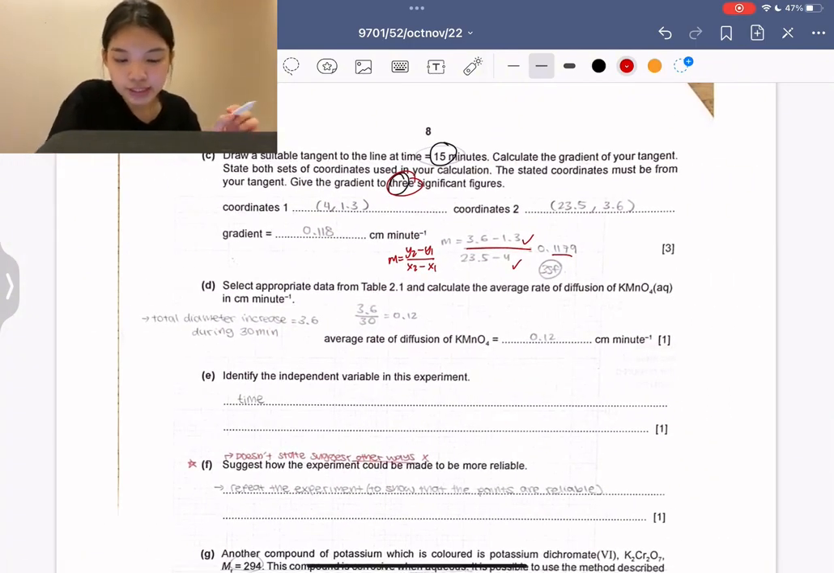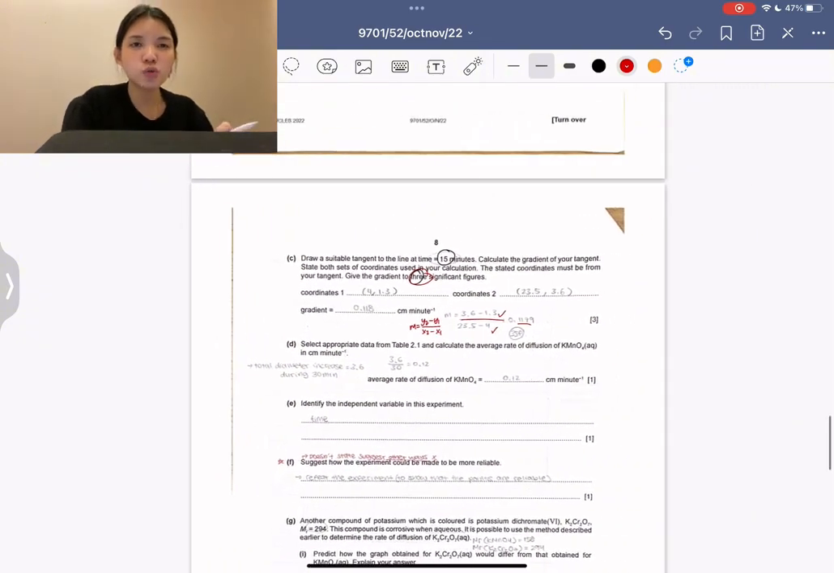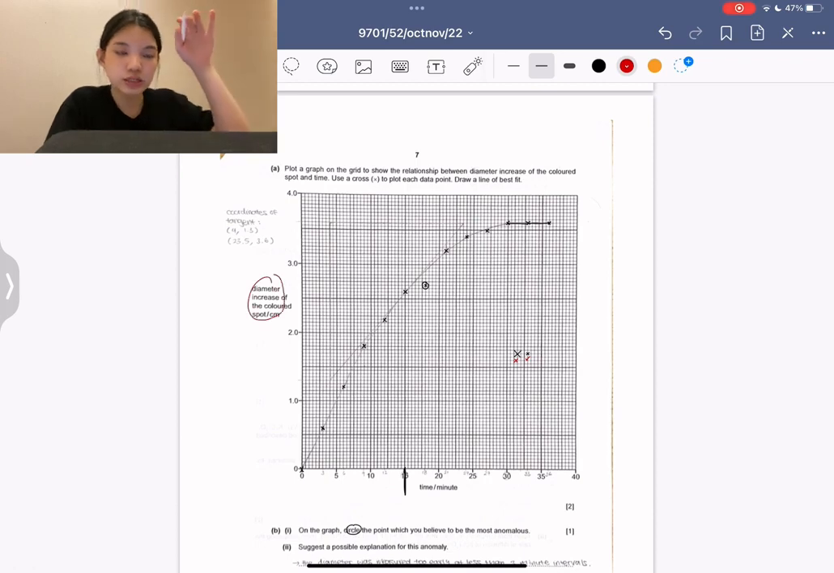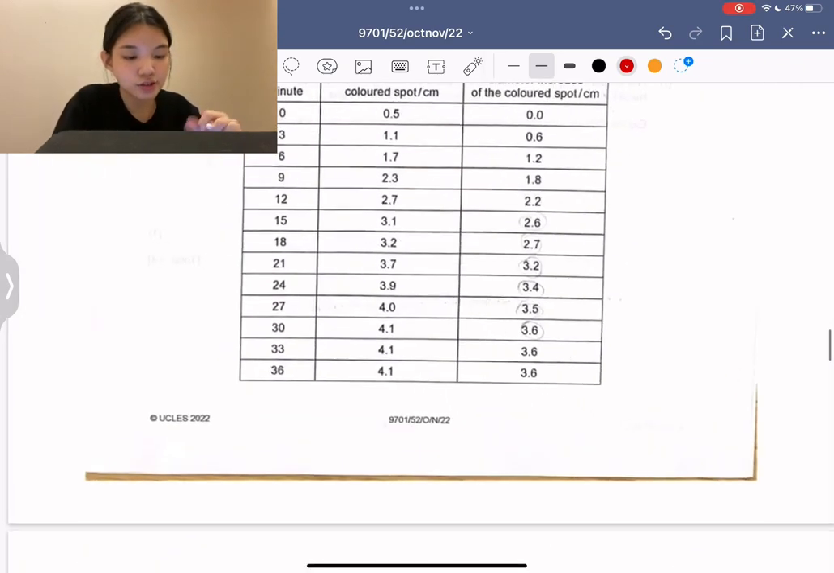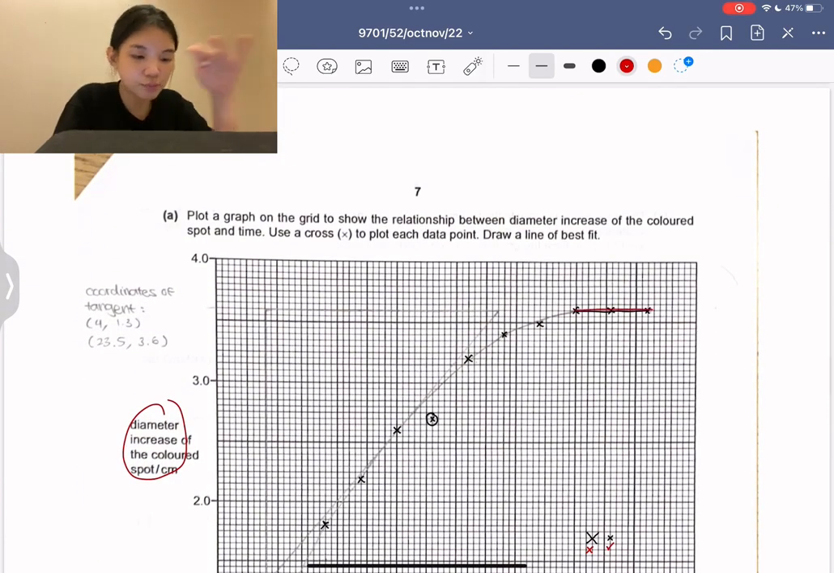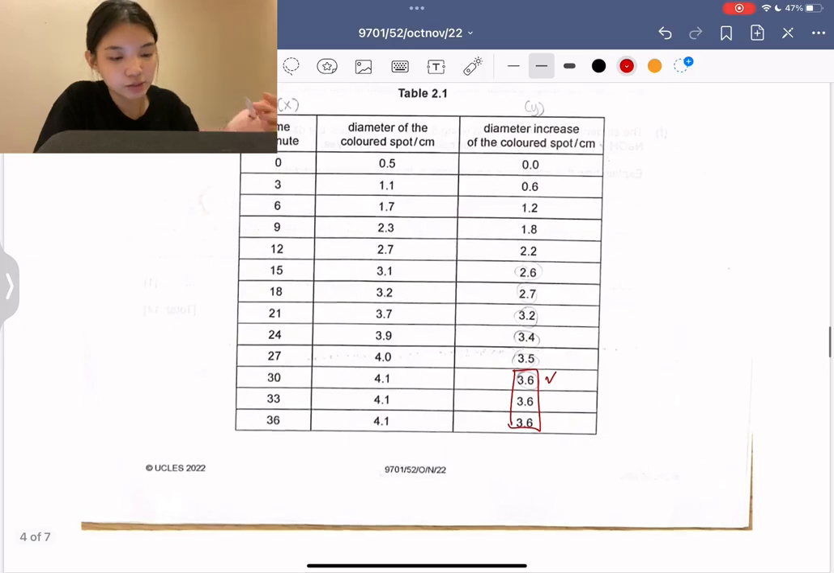Next, number D. Select appropriate data from table 2.1 and calculate the average rate of diffusion of KMnO4 in centimeter per minute. So the average rate of diffusion would be the point where the diameter increase would be stagnant, constant. In here you could see that it's 3.6. In the graph you can also see it's where it plateaus. It starts to be 3.6 centimeters at minute 30.